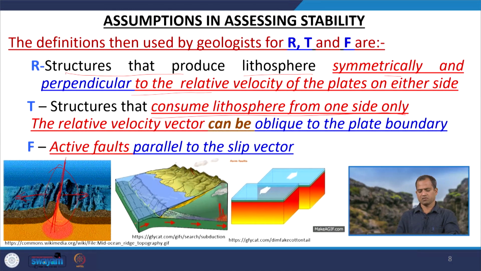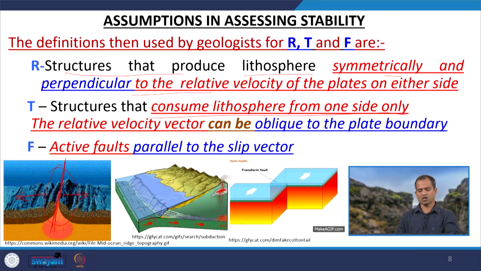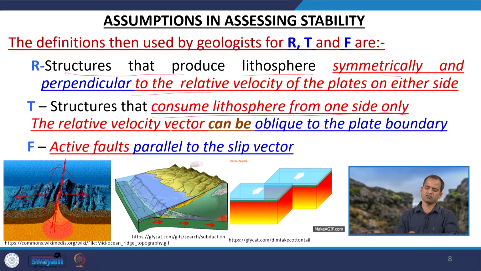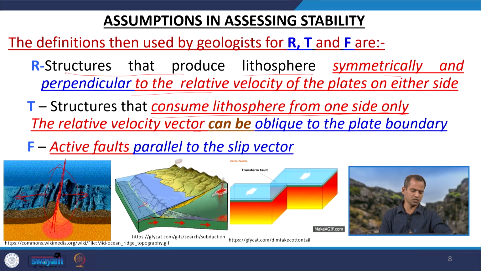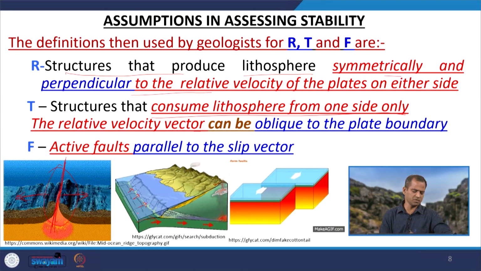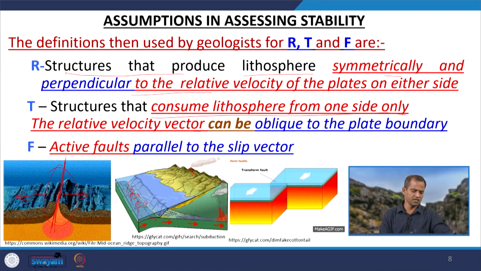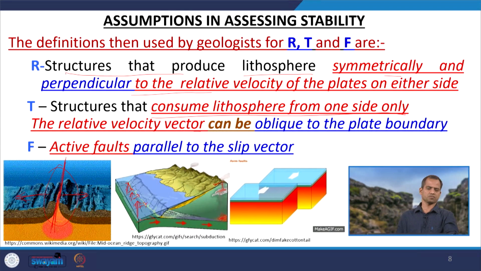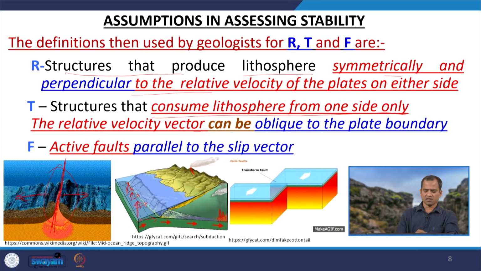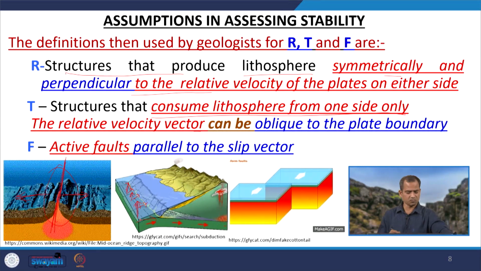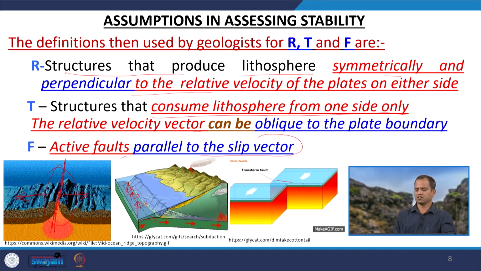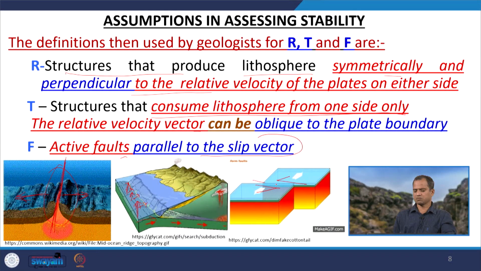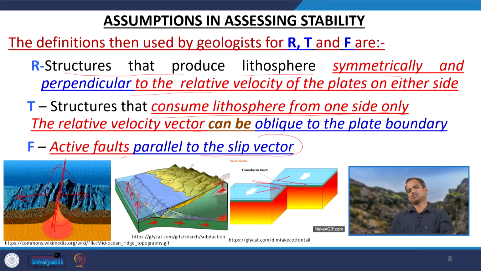So, that means we believe this plate is getting consumed from one side only, and the relative velocity vector can be oblique to this plate boundary, not necessarily this subduction should be perpendicular to this trench, it may be like this. So, here it may be possible that this subduction may be oblique subduction. And third, in terms of the transform fault, it is the active fault parallel to the slip vector, because here slip is here. So, this orientation is parallel to the slip vector.